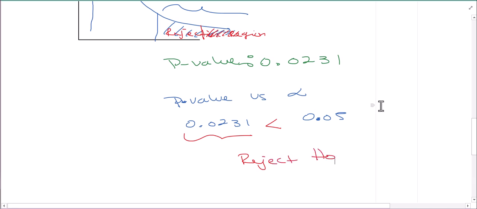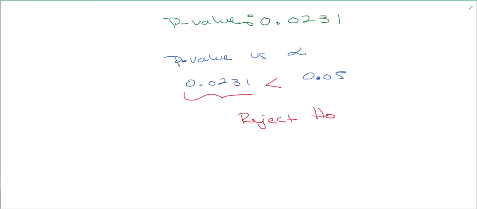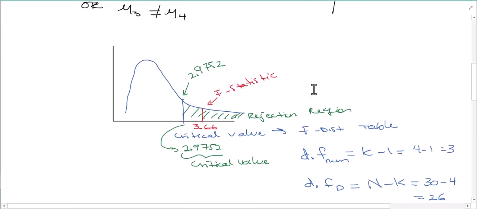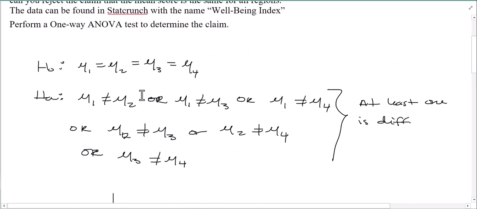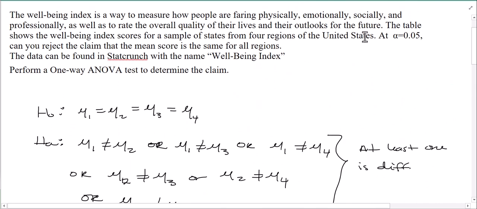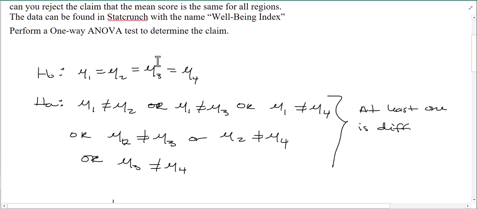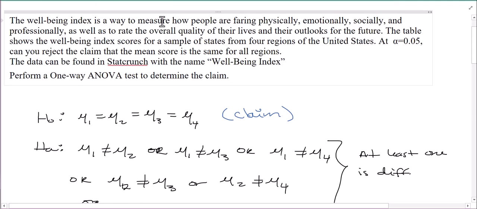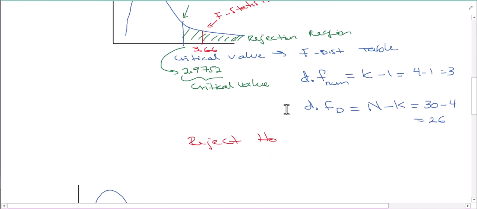Now, of course, we want to write it in the context of the problem. So we're rejecting the null. Was the null our claim? The null was our claim, right? It says at the 0.05 level, can you reject the claim that the mean score is the same for all regions? So in this case, the null hypothesis was our claim. If it helps you to write claim next to which one it is, that sometimes makes it a little bit better, and then you don't have to go back and read the problem all over again.